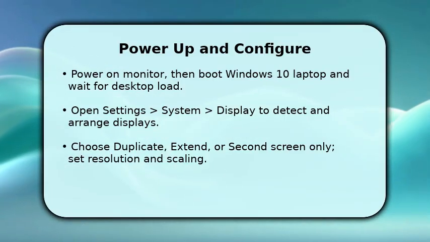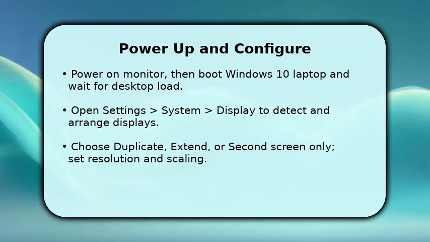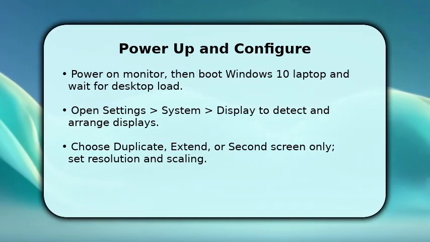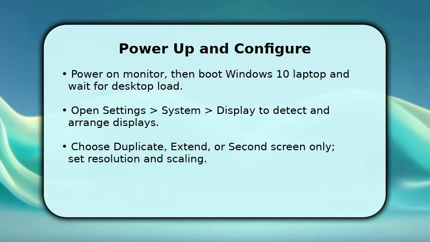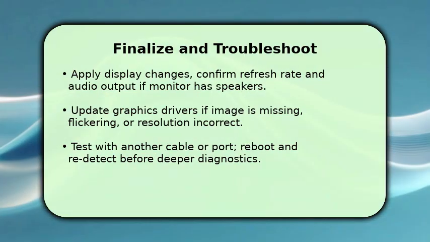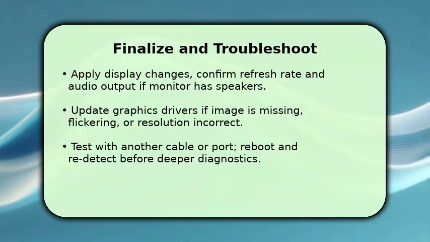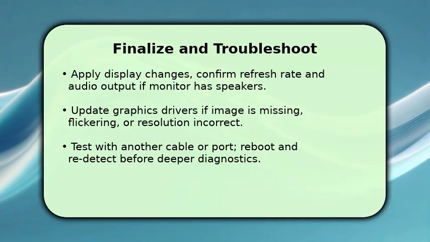Arrange the displays by dragging their icons to match physical placement, because alignment affects cursor travel. Next, choose Display Mode: Duplicate to Mirror, Extend to expand workspace, or second screen only for external use, and set resolution and scaling to match the monitor for sharp text and correct sizing. Finalize by applying your display settings and confirming refresh rate and audio output if the monitor includes speakers.